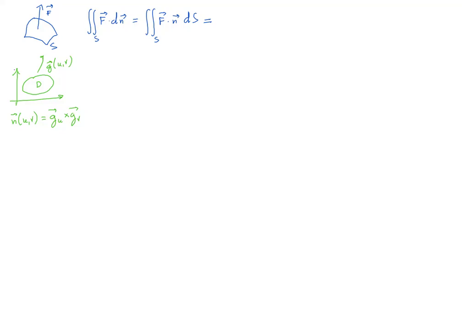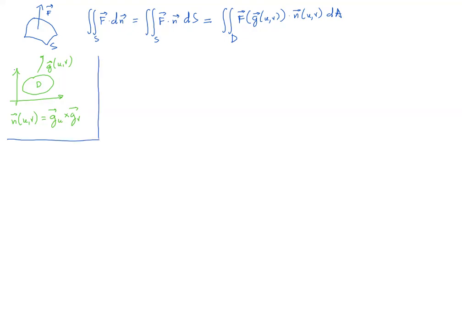And eventually what happens is that this will be the double integral over the domain of the parameterization of the composite of the vector field with the parameterization. I like to call this the pullback of the vector field onto the domain of the parameterization, dotted with a normal vector, and integrated over the domain of the parameterization. So that's the computational formula for a vector surface integral.